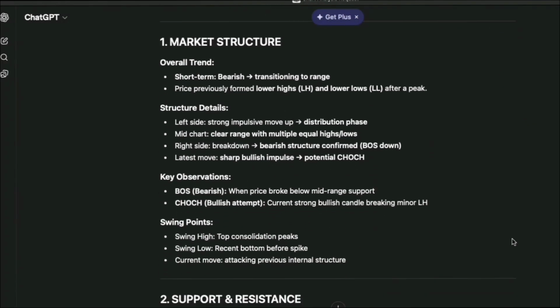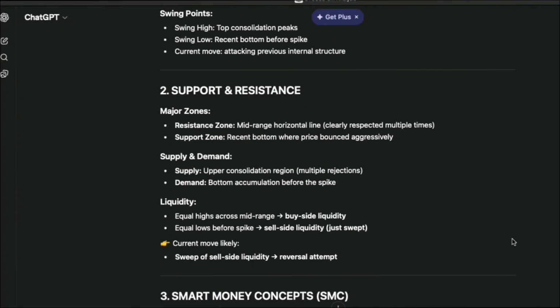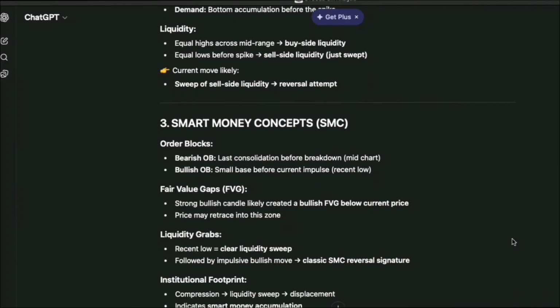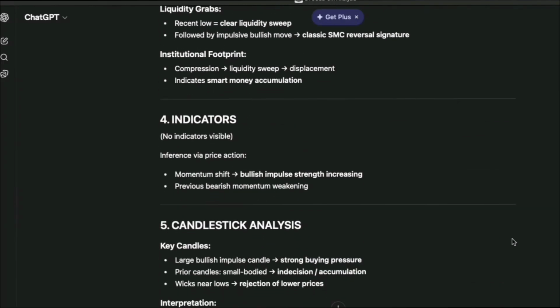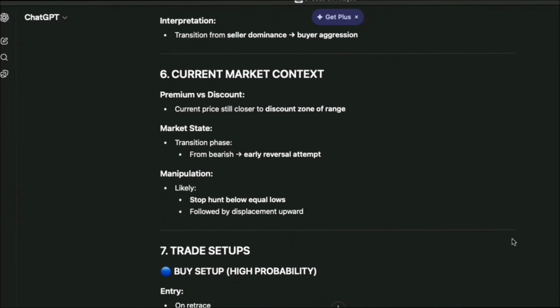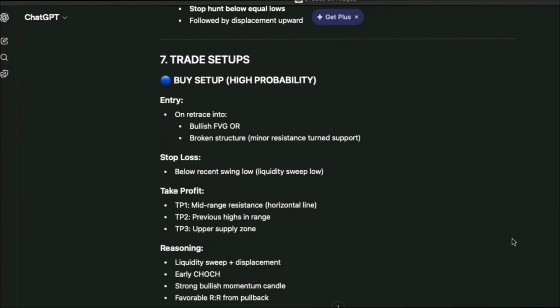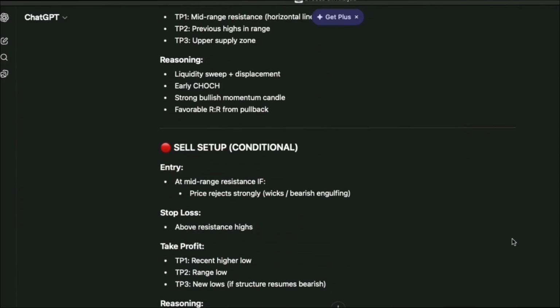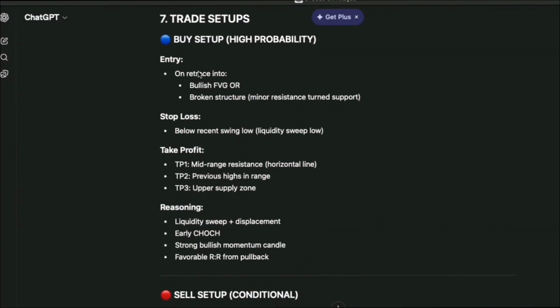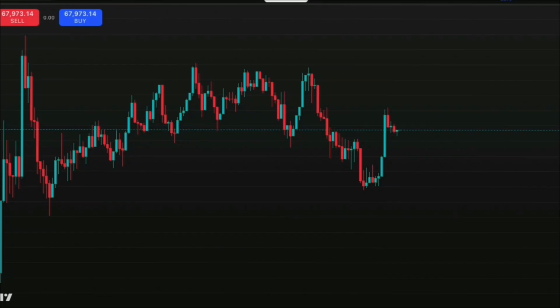Now look at this. The AI instantly generates a complete institutional level analysis. It breaks down market structure, smart money concepts, liquidity zones, indicators, and most importantly, high probability trade setups. Here you can see it gives both buy and sell scenarios, but this one is marked as high probability, while the other is just the alternative scenario. So what do we do? We take the highest probability setup only.